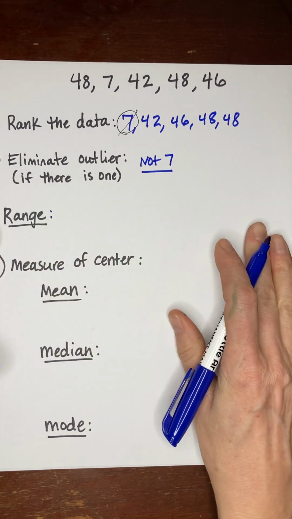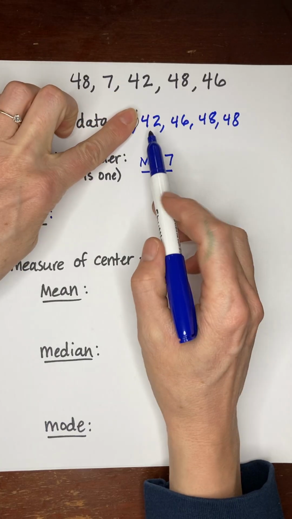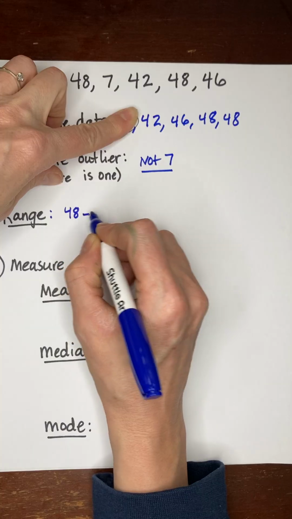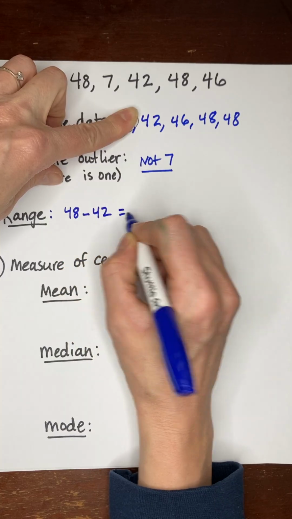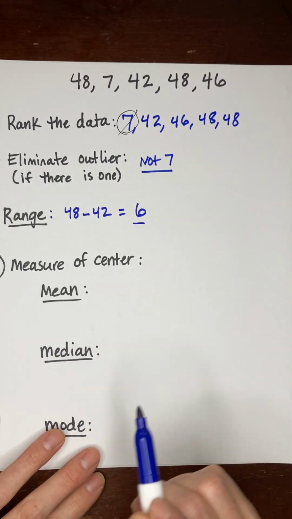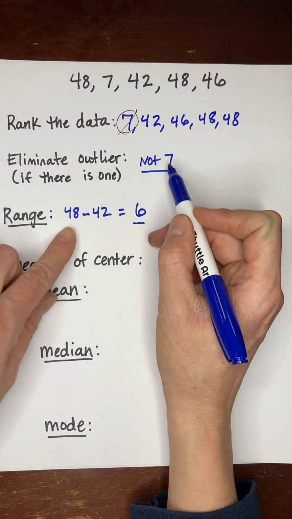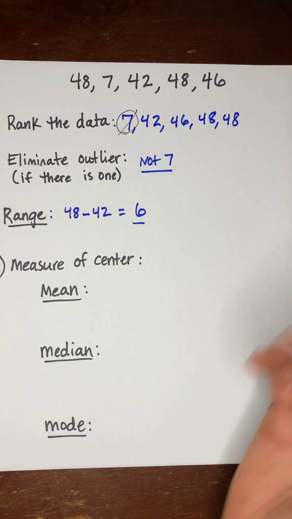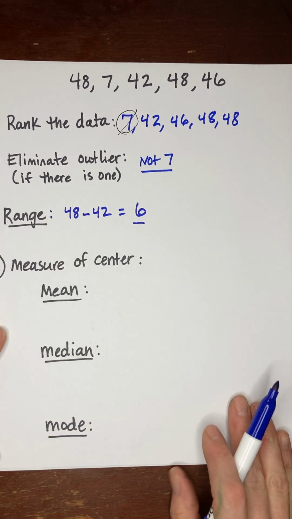Now let's find the range. So my range is between 42 and 48. So we're going to do 48 minus 42, which is going to give me 6. Okay, so that's a good representation of the data. If I included that 7, it would be 48 minus 7, which would be 41. And our data, that's not really a good representation of all the data ranging.